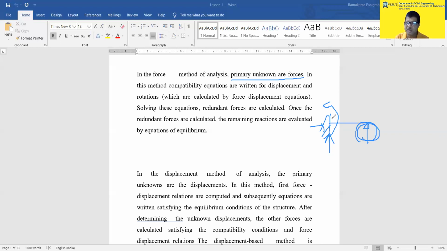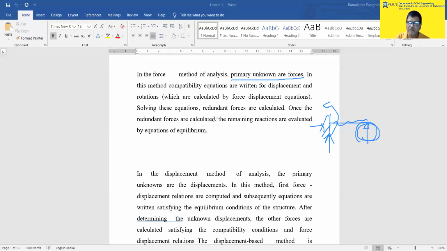The deflection due to the load at this point is equal to the deflection due to this vertical reaction. That is the compatibility criteria, or force displacement equations, which are calculated by the force displacement relations. So displacement due to the applied loads: if some load is applied, the downward deflection is equal to the upward deflection due to the force. So you can find out the force displacement relations.